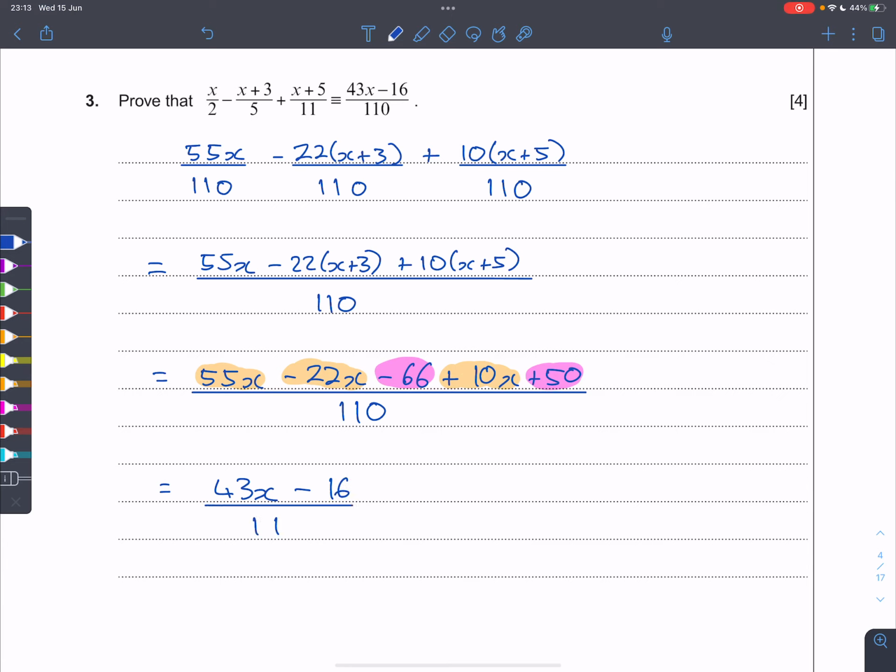Over 110. Okay, so the left-hand side, and we should really put the identity symbol in rather than equals, because it's true for every single value of x now. And that is what we were trying to prove. So you could say as required, or you could be smug, super smug in Latin, and write QED. And that's how you do it.